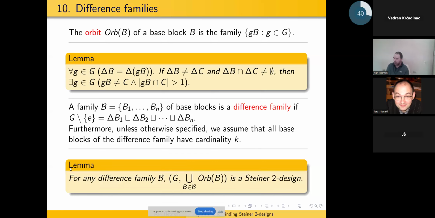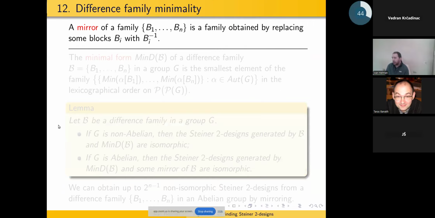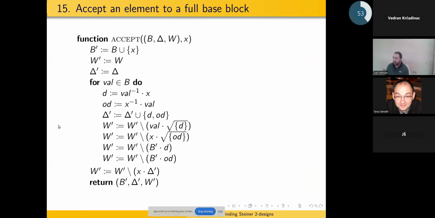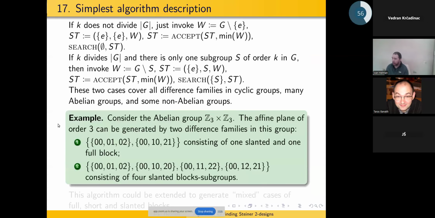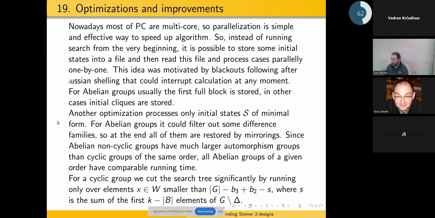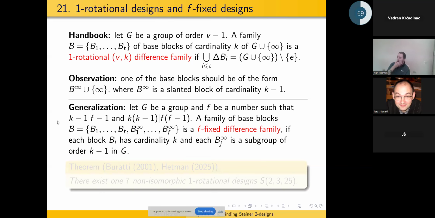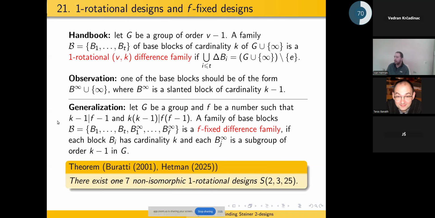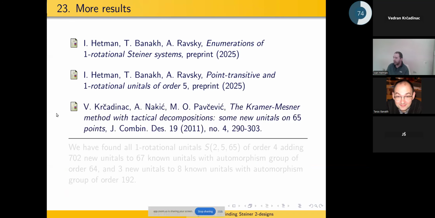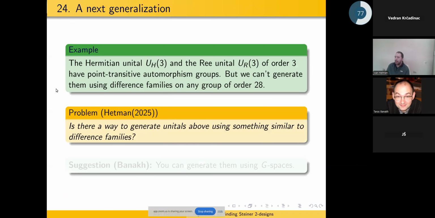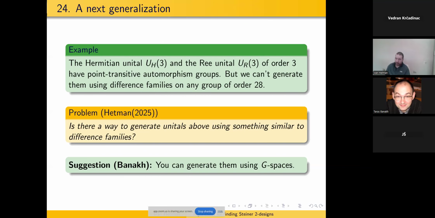There was also an important lemma that for any difference family, the union of orbits, I mean the left shifts of base blocks, is a Steiner 2 design. So those are the similarities, and everything else will be a little bit different but still similar, as you will see in the next part of the presentation. Using these difference families over arbitrary groups, it was possible to generate a lot of new Steiner designs. And I came to an example and a problem.